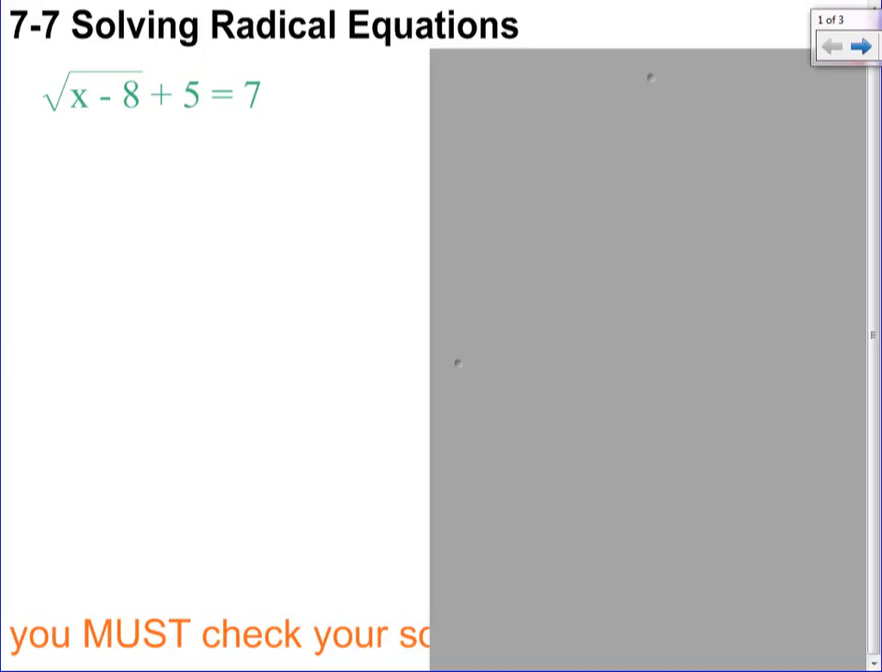All right, so looking at this one, how would we get x by itself? What's the first step? This isn't a trick question. We would subtract 5.